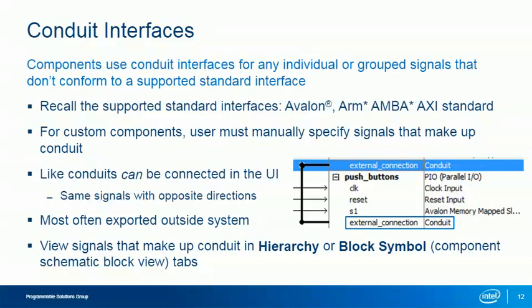Conduits are used, for example, for things like I/O signals that connect to LEDs, or for high-speed transceiver I/O. You can view the individual signals that make up a conduit by expanding the conduit in the Hierarchy tab, or by selecting Show Signals in the Block Symbol tab. For all off-the-shelf IP in the IP catalog, conduits and their signals are already defined. If you create custom components, you must specify what signals make up the conduit. See the follow-up online training, Custom IP Development using Avalon and AMBA AXI interfaces, linked at the end of this training.